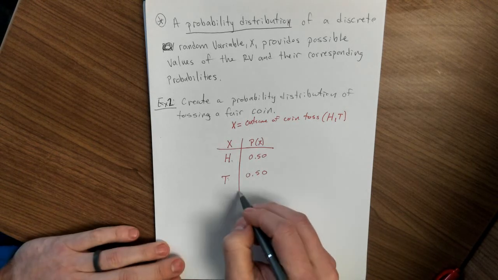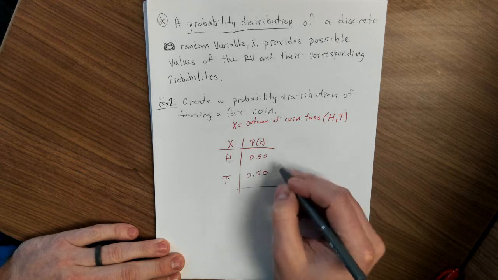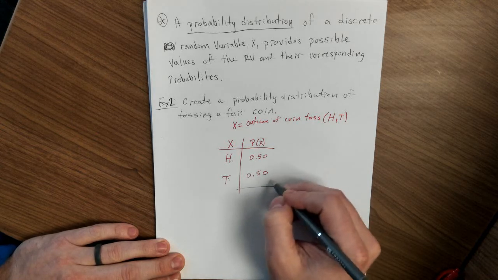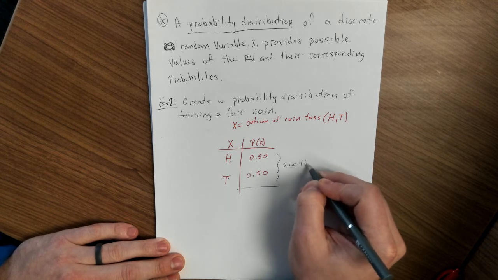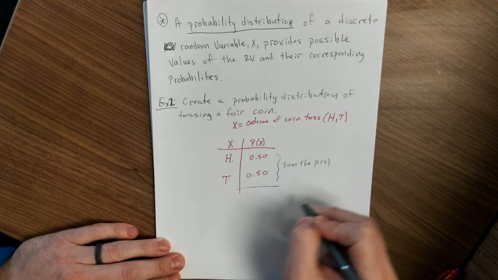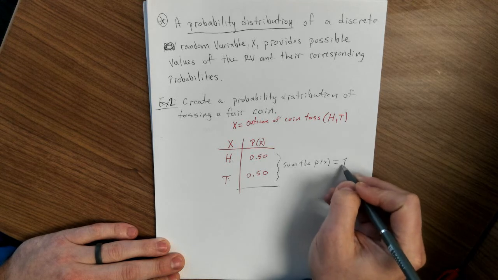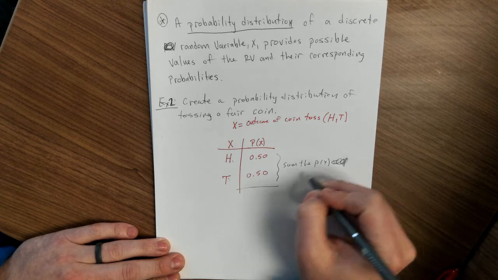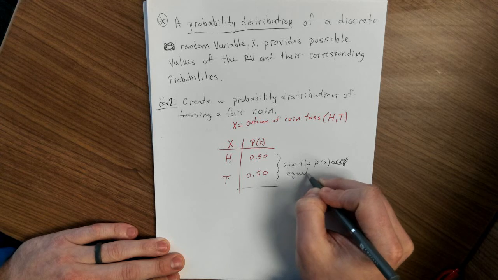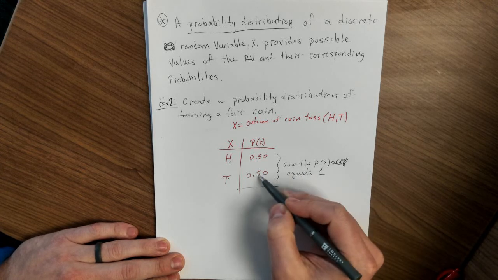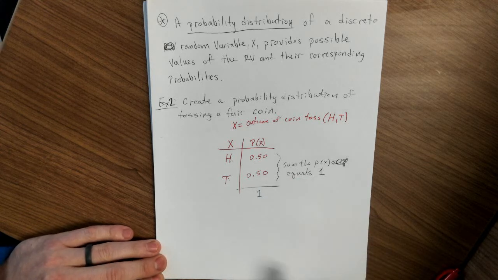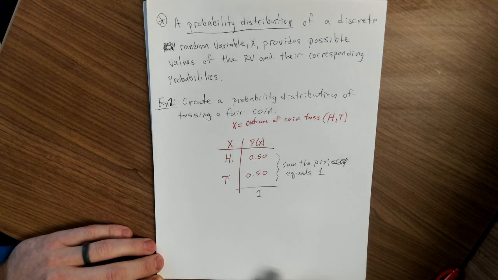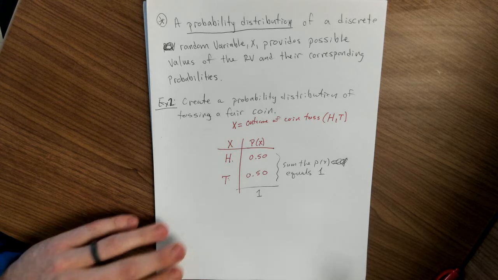And what I want you to notice is if you add all these up, so you sum the P of X's, the probabilities of X, the sum of the probabilities of X equals 1. 0.5 plus 0.5 is 1. And this will be a common occurrence, and this will be one of the rules for probability distributions. I'll get to that in a minute and write those rules out. But next, what we want to do is look at another example.